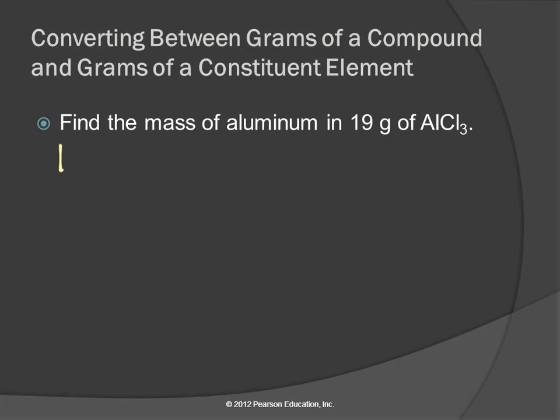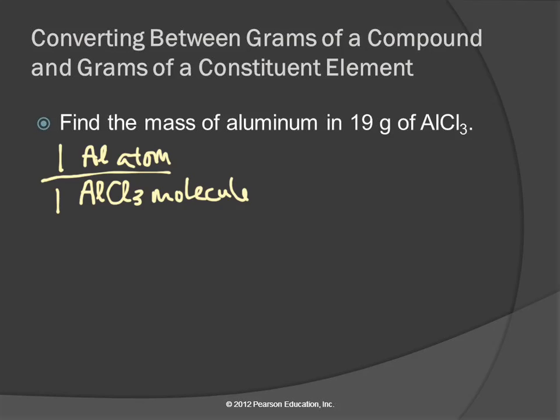So we have 1 aluminum atom for every 1 AlCl3 molecule, right? Or we have 1 mole of aluminum for every 1 mole of aluminum chloride, right? It's from the formula. There's 1 aluminum in here.